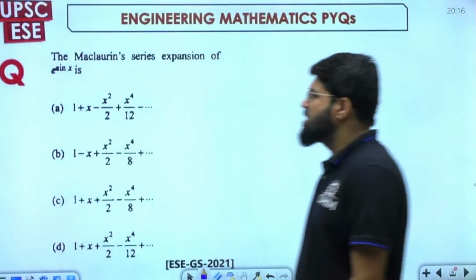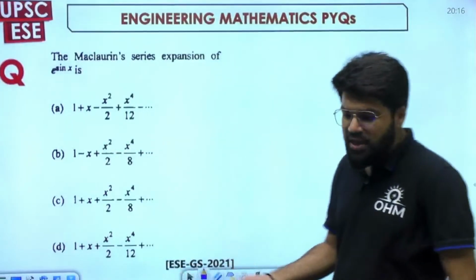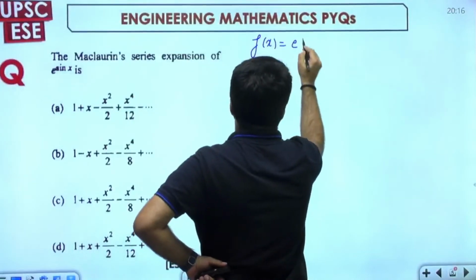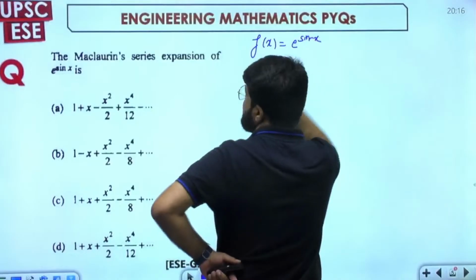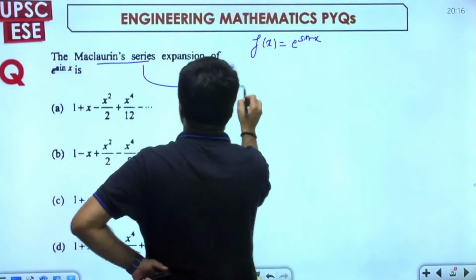The Maclaurin series expansion of e power sin x. See, for e power sin x, this is the exponential of sine x. So the function given to us is e raised to the power sine x. And what is that Maclaurin expansion? Let me write down the Maclaurin expansion first.